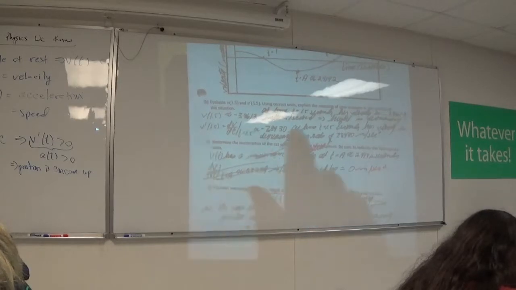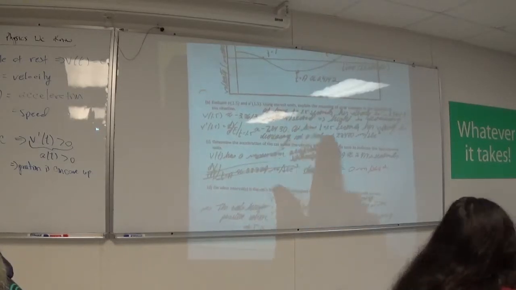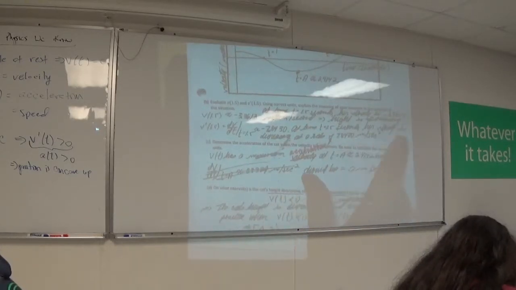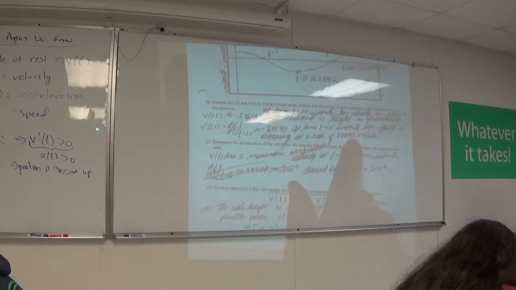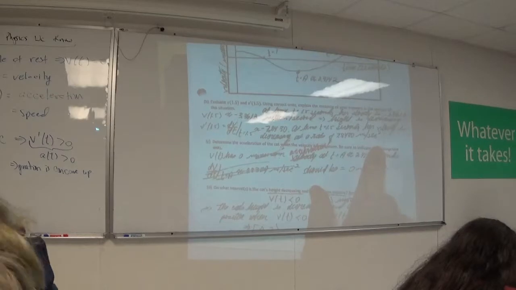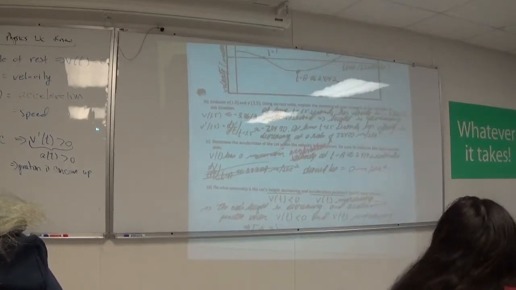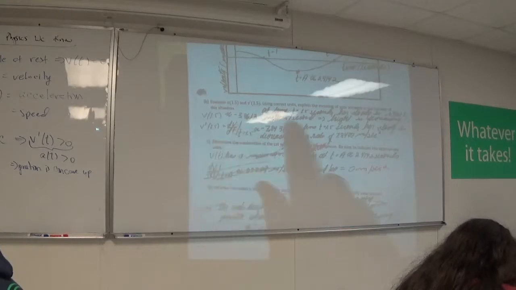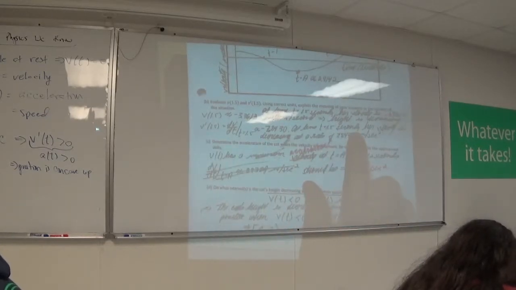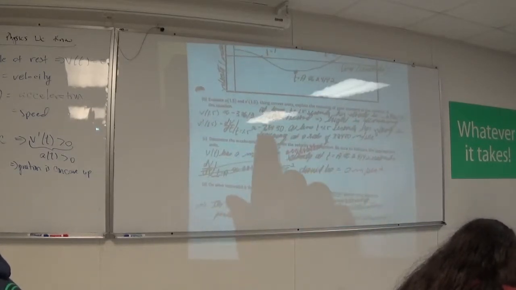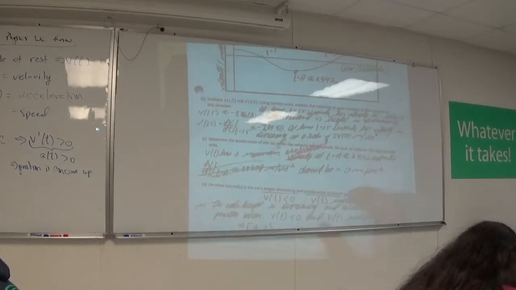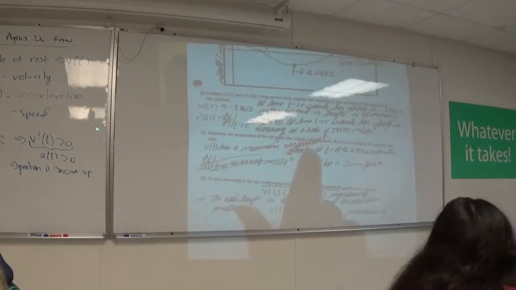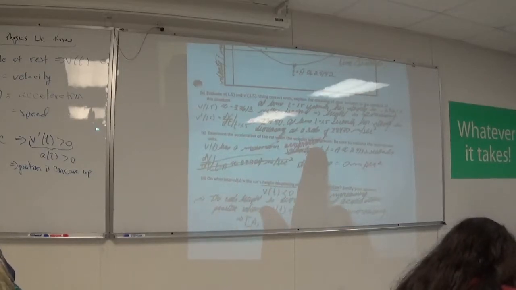V prime at time t equals 1.5 seconds: her velocity is decreasing at a rate of 7.8430 meters per second squared. That's fine. For those of you that know the derivative of velocity is acceleration, you could also say at t equals 1.5 seconds, her acceleration is negative 7.8430 meters per second squared. That's fine.